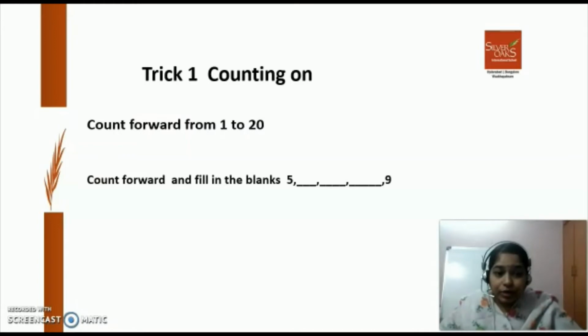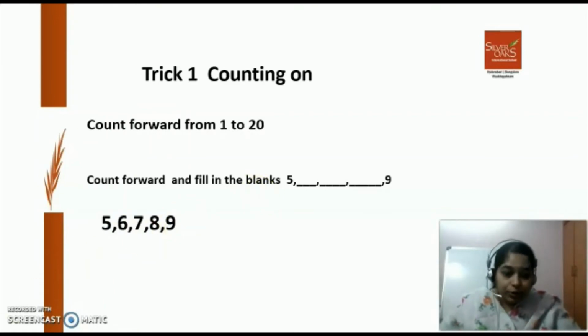Now, count forward and fill in the blanks. So, you have to start after 5 and then fill in the blanks. Okay. After 5, what will come? The answers will be 6, 7, 8, 9. This is nothing but counting forward. Using this counting forward, you can add any two numbers.